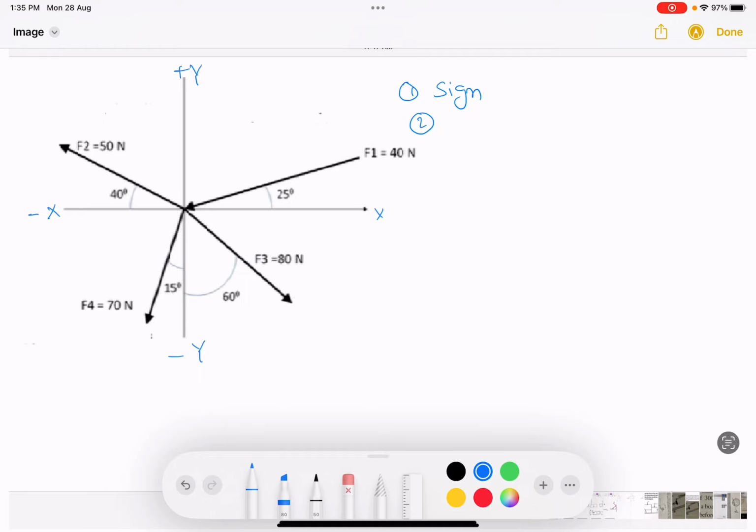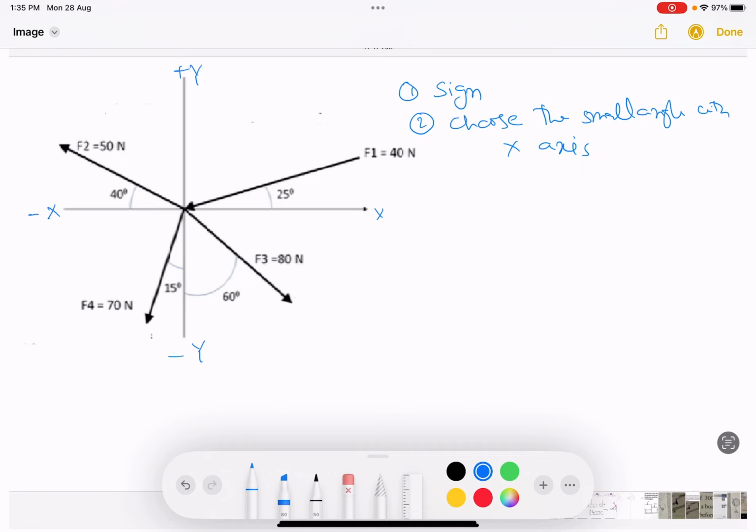Second step, choose the small angle with x axis. That means the force given is making an angle with y or x axis, but you have to choose the smaller angle which it makes with the x axis. Now with x axis it makes one small angle, one big angle.